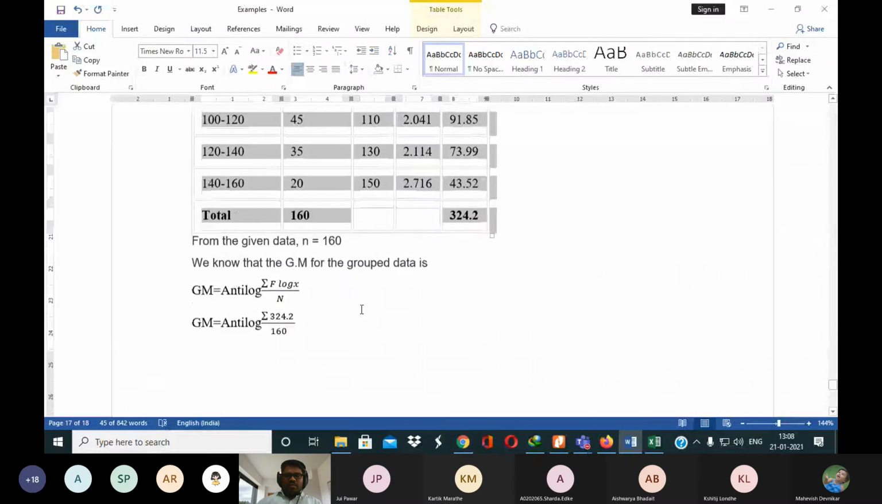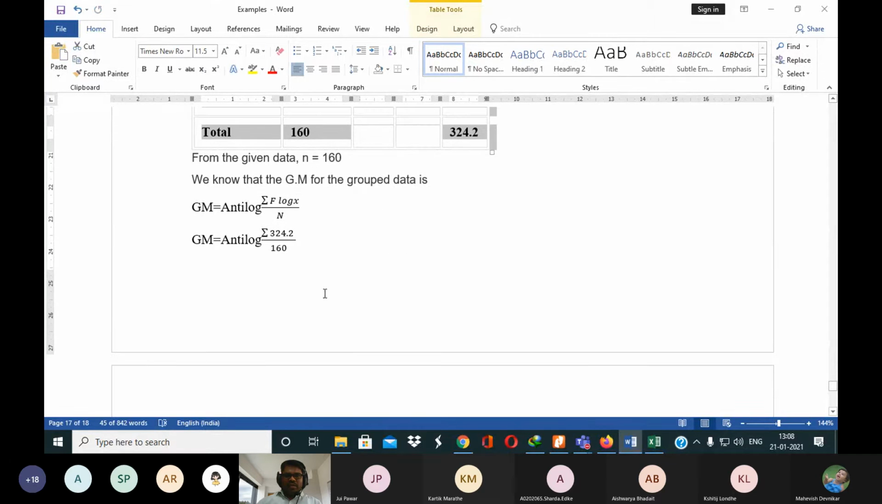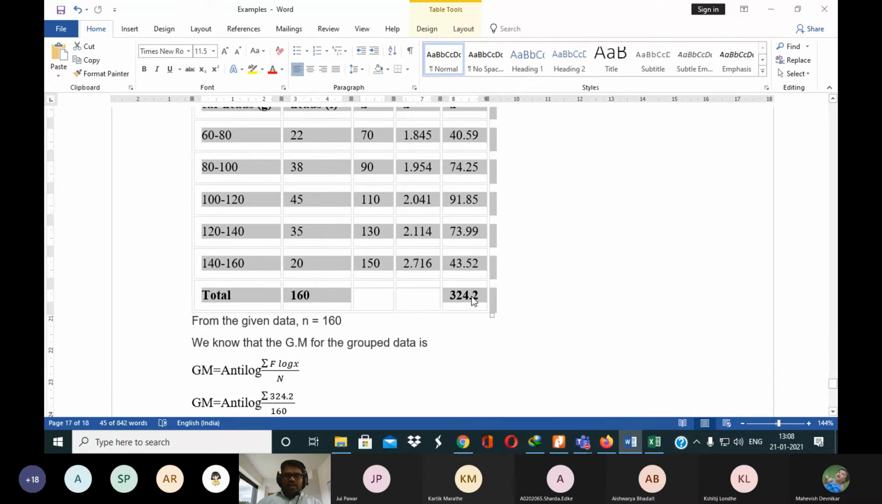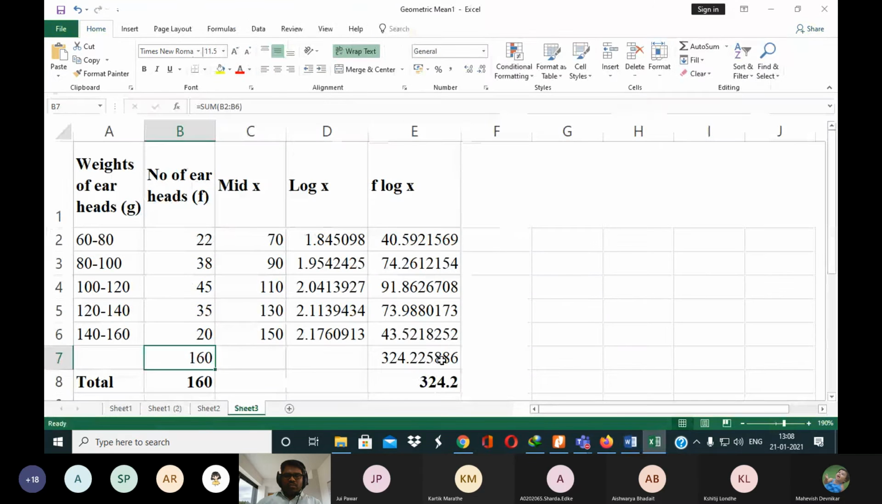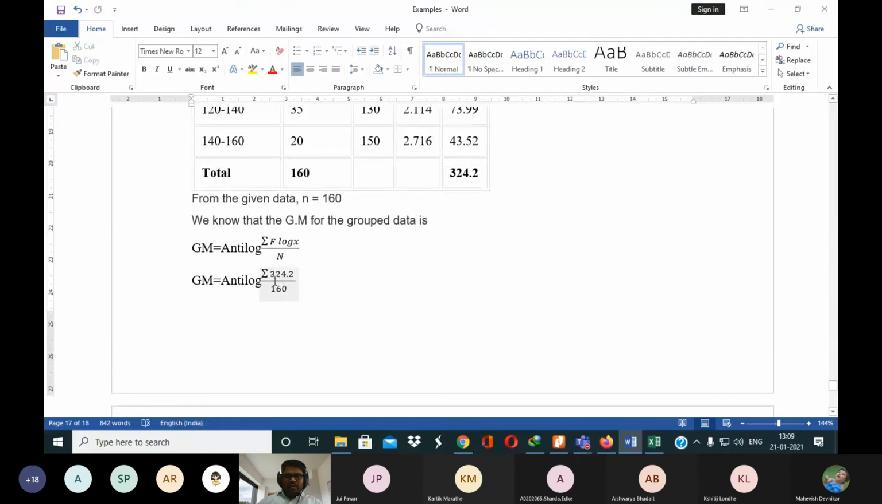Okay, so the formula to calculate the geometric mean is the summation of log of x divided by n. The summation of f of log of x is 324.2. So you can use this value and divide it by 160, because the total number of items is 160. And now tell me the answer.